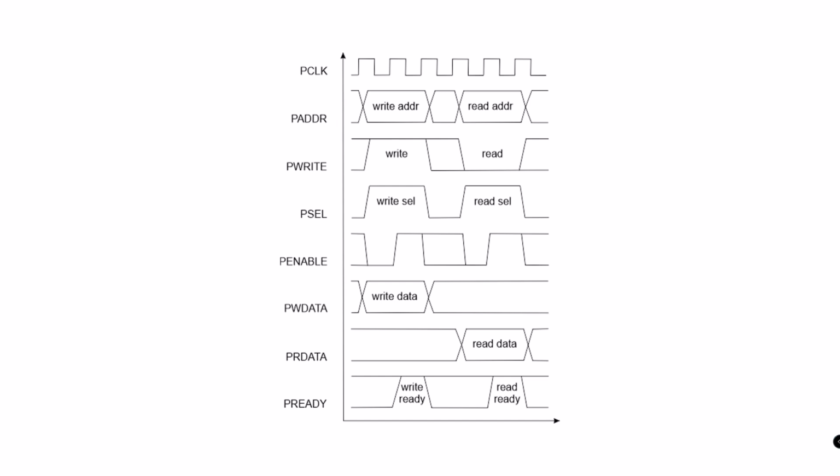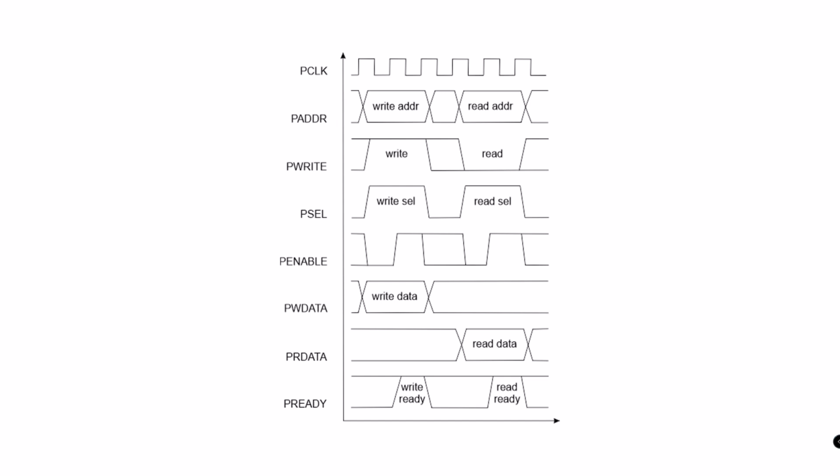Here's a timing diagram of a write followed by a read on a bus. The address for the transaction is provided as a byte address on the address lines. P-write identifies the direction of the transaction, 1 for a write or 0 for a read. P-select identifies which device is the target. P-enable is set to 1 when the transaction is actually ready.